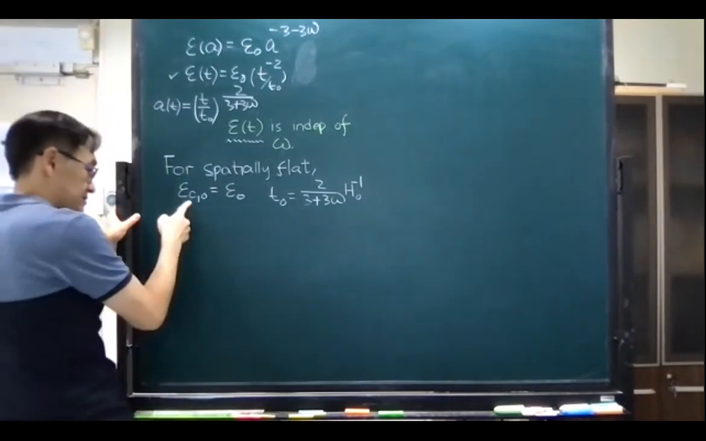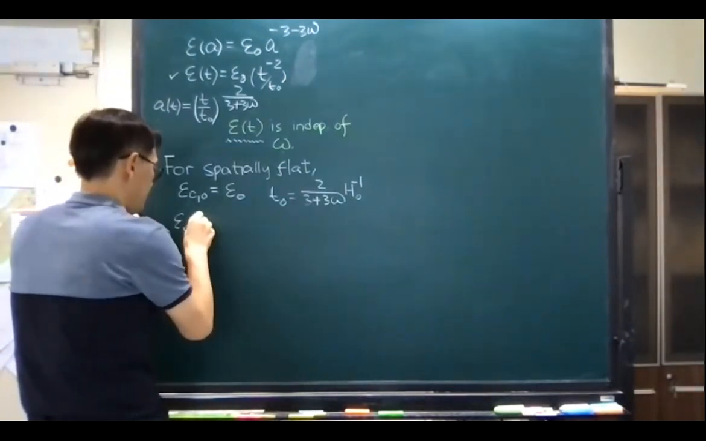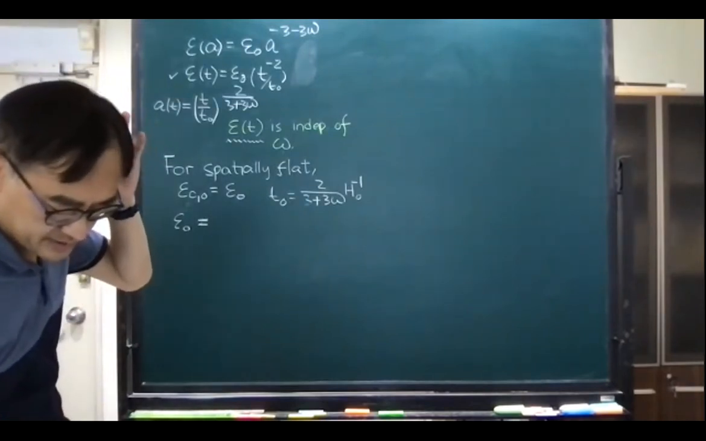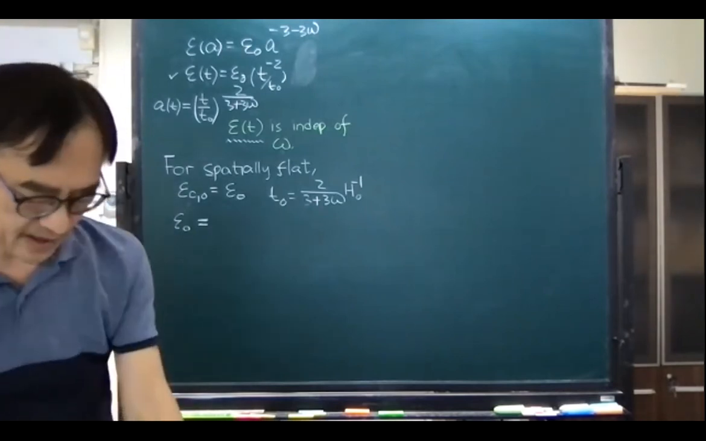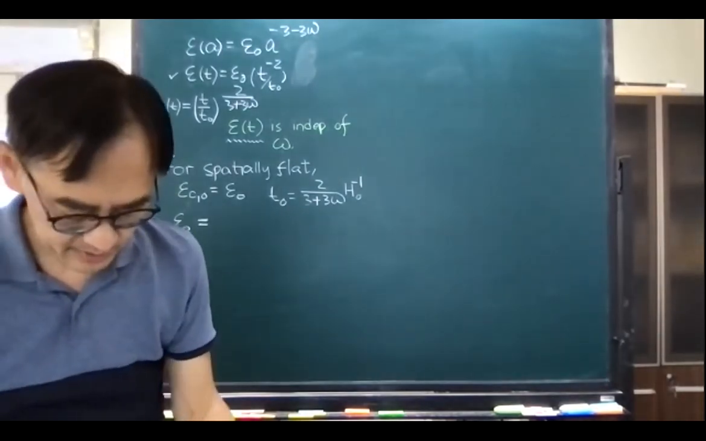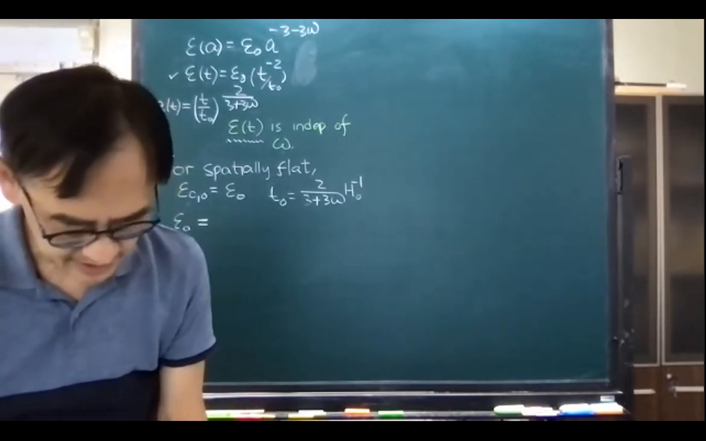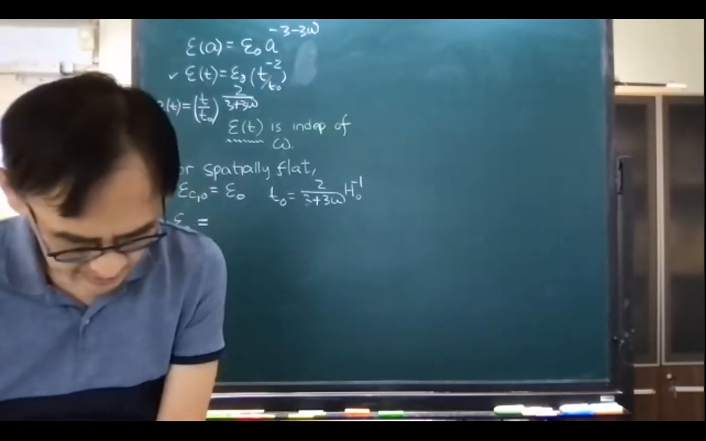Which was equal to the critical density. And I remind you that I didn't write it here. So the critical density appeared in where?